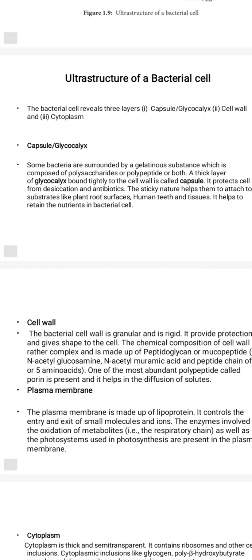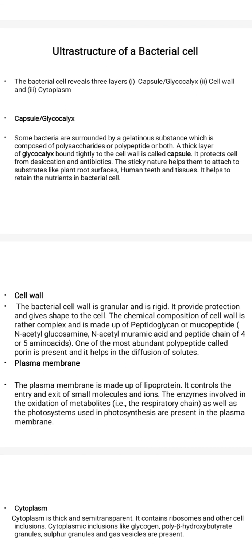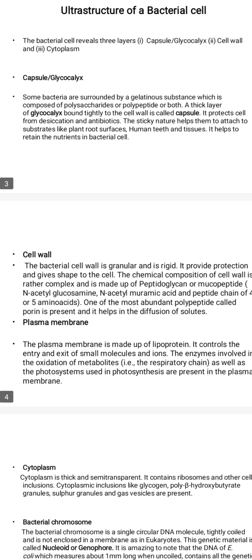Inner to the capsule there is the cell wall. The bacterial cell wall is granular and rigid. It provides protection and gives shape to the cell. The chemical composition of the cell wall is rather complex and is made up of peptidoglycan or mucopeptide. One of the most abundant polypeptides called porin is present, and it helps in the diffusion of solutes. So it is very important to note that the cell wall is made of peptidoglycan and polypeptides. Again, porin is the important polypeptide which is present in the cell wall of the bacterial cell.